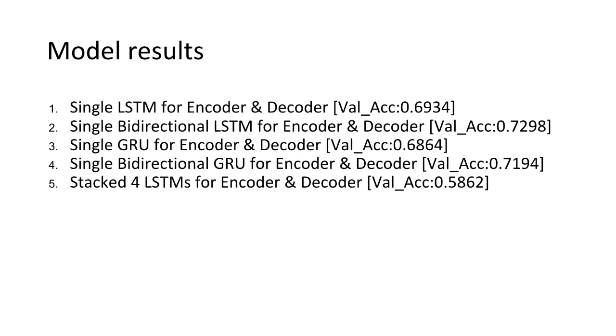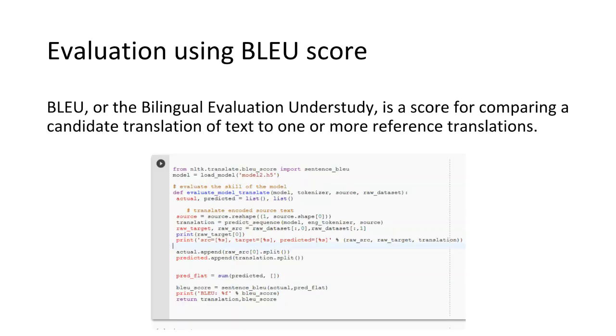So these are the model results. We have run 5 models with LSTMs, GRUs, and adding bidirectional wrappers to them. And we have also used a stacked LSTM layer, as several literature reviews have shown that stacked LSTM layers have obtained the best possible results. But in our case, we have only obtained 58% accuracy for a stacked LSTM layer.